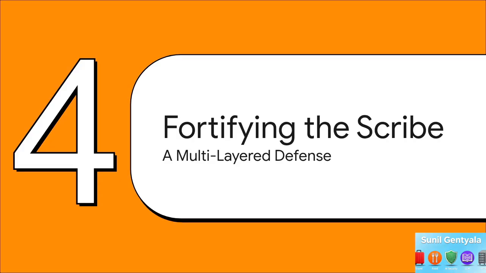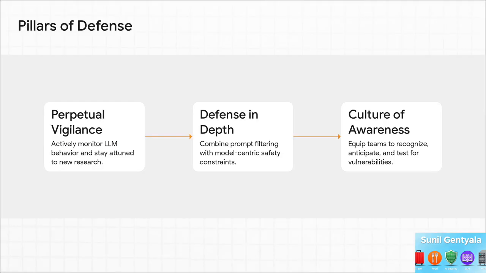Okay, so that's the scary part. The question is, how do we fight back? How do we fortify these digital scribes? Well, there's no single silver bullet here, unfortunately. The only real answer is to build a defense with multiple layers. And a really robust defense rests on three main pillars.